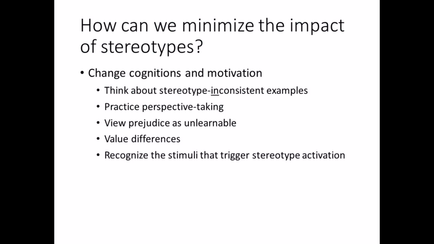Here are a few things we can do to minimize stereotyping. It helps to think about examples that contradict any stereotype that pops into our thoughts. Get into the habit of reminding yourself that there are plenty of people who do not fit the stereotype. It also helps to take others' perspectives and try to see and experience the world how they see and experience it. Those who believe it's possible to unlearn prejudice are, in fact, able to unlearn it.